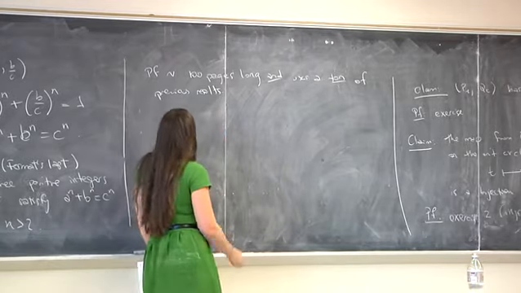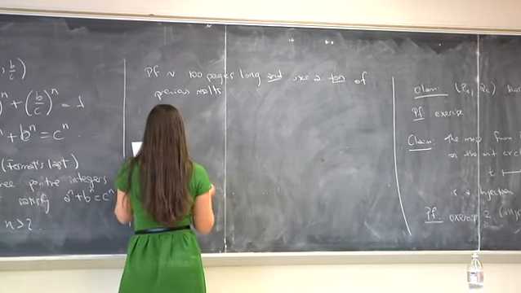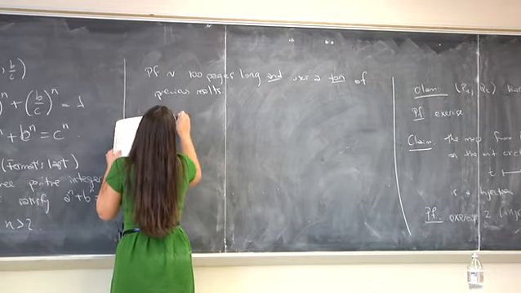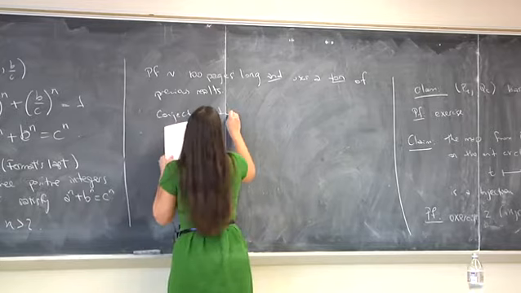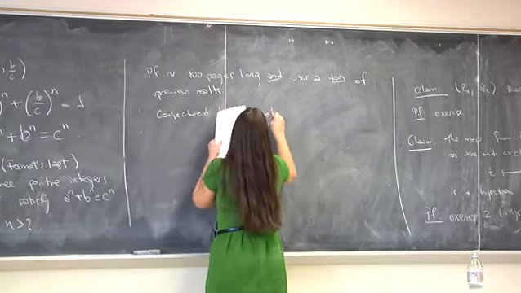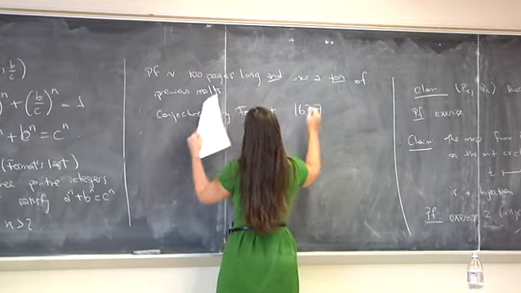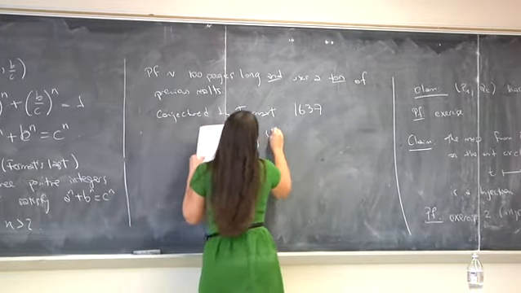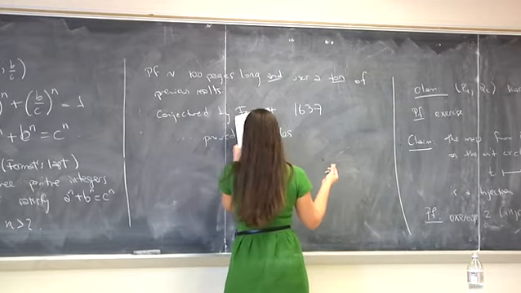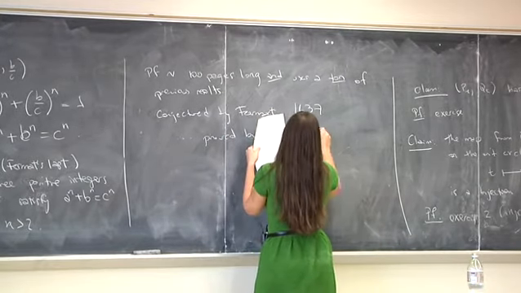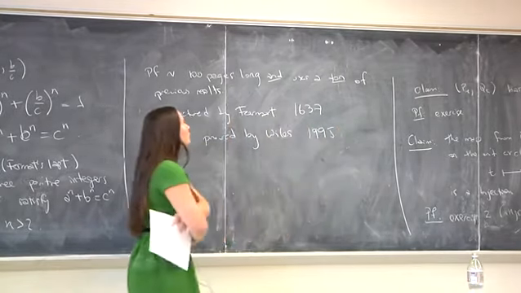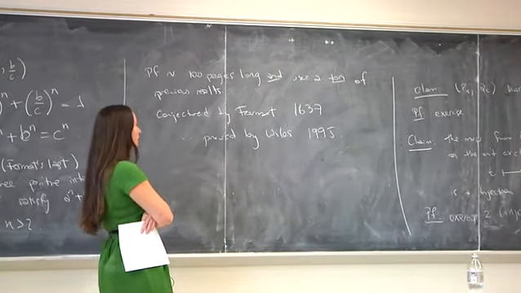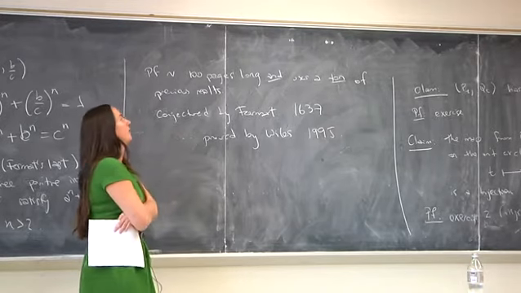previous stuff too. And it was stated, I always forget the dates, this was conjectured by Fermat in 1637, and then eventually proved by Andrew Wiles, but after a lot of previous work that helped him out, in 1995. So it took a little while, a lot of work. It uses a lot of really difficult mathematics.